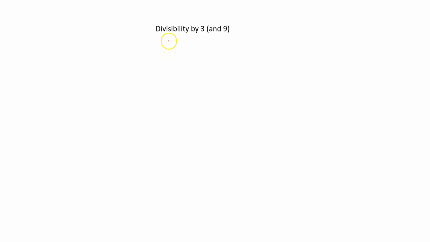So what I want to do is look at this idea of divisibility by 3. It works for 9 as well, but we're going to focus on 3, and then we'll see hopefully by the end of this series why it would also work for 9.